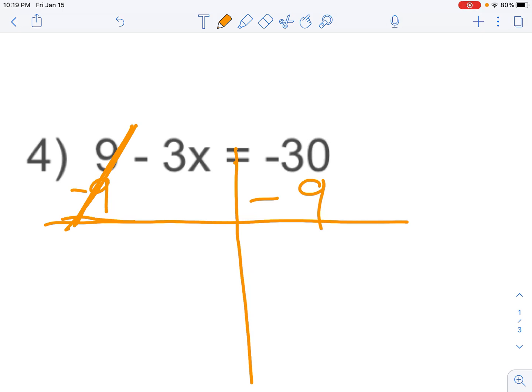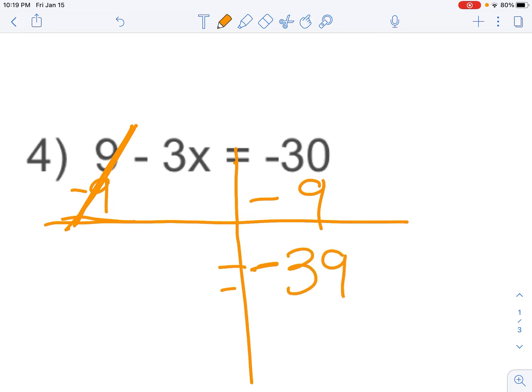Okay, negative 30 minus 9. So we're going to tell you that you have to use a calculator to help yourself move forward with these problems. Okay, so it's okay if you forget or don't know. And I would calculate it in a calculator. You would get negative 39.